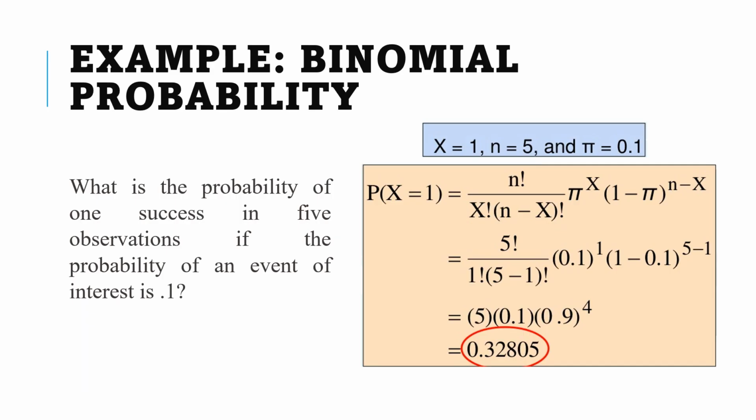Next I have an example of binomial probability. What is the probability of one success in 5 observations if the probability of an event of interest is 0.1? First you need to write the value of x. We have to find the probability of one success, so x will be 1. How many observations do we have? We have 5 observations, so n equals 5, and pi is 0.1. So you will use the binomial probability formula. You will add all the values as given, and then calculate the probability of one success in 5 observations. Here you can see 1 minus pi. This is the probability of not having an event of interest in the formula.